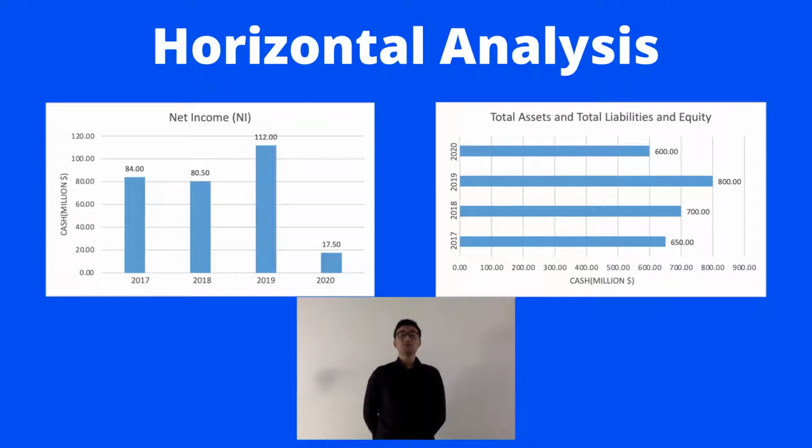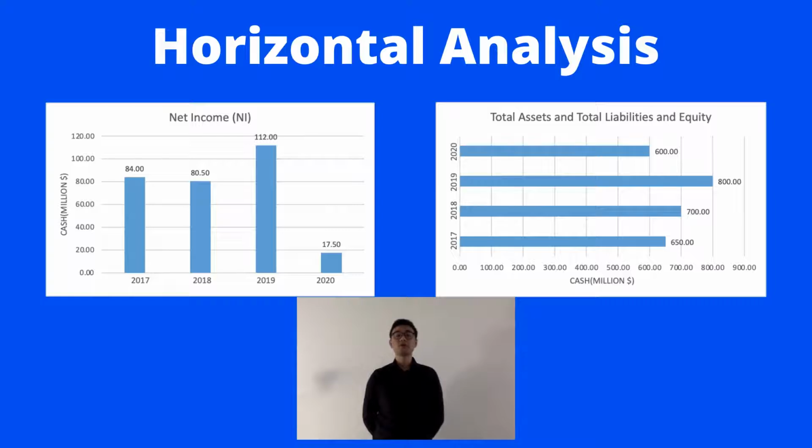In this slide, we'll be talking about the horizontal analysis of the income statement and the balance sheet. In the first graph, we take a look at the net income bar graph. It can be seen that there has been an increase in overall net income over the course of 2017 up until 2019, in spite of the slight decrease in 2018.